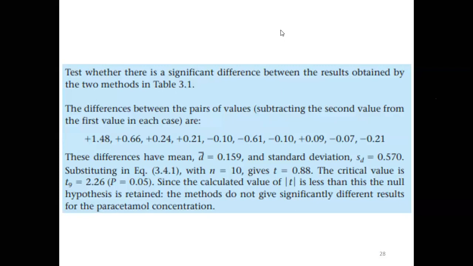Since the calculated magnitude of t is less than the critical value, that means 0.88 is less than 2.26, therefore we retain the null hypothesis. The calculated value is less than the critical value we got from the table. Therefore the null hypothesis is retained, and the methods do not have significantly different results. So we can conclude that these two methods do not have any significant difference when we calculate the concentration. Right?